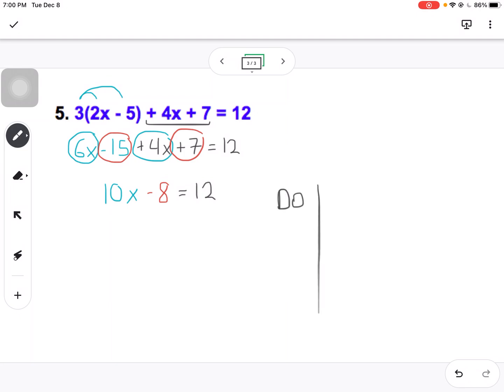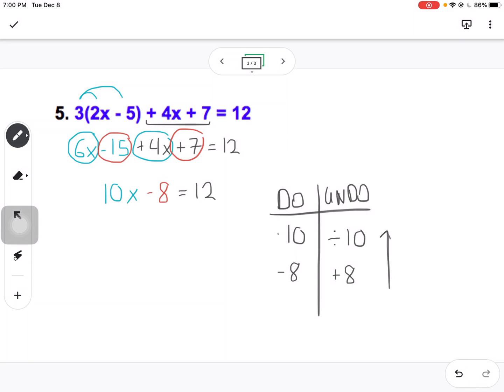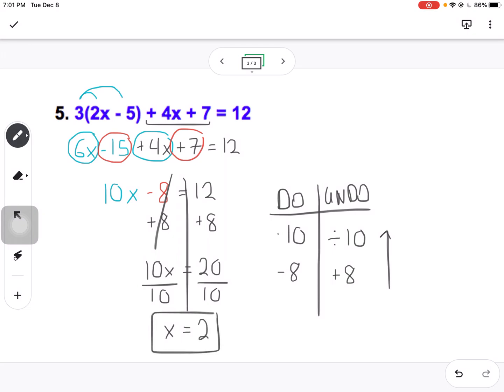Then we can use our do, undo table. If we look at x, first we're multiplying by 10, then we're subtracting 8. So the opposite would be to add 8 and then divide by 10. Plus 8 plus 8. 10x equals 20. Divided by 10, x equals 2. And if I wanted to check, I could plug in 2 for x in this equation and see if it works.